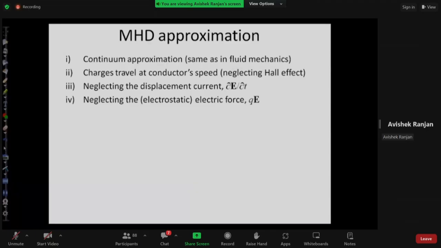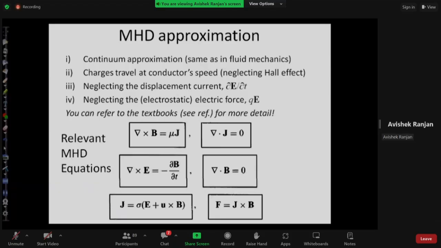We also ignore the electrostatic force or electric force. If we don't ignore it, it becomes electrohydrodynamics. Because this force is ignored, it becomes magnetohydrodynamics. If you want to get more details about these approximations, you can look at textbooks, and I have a list of them at the end.